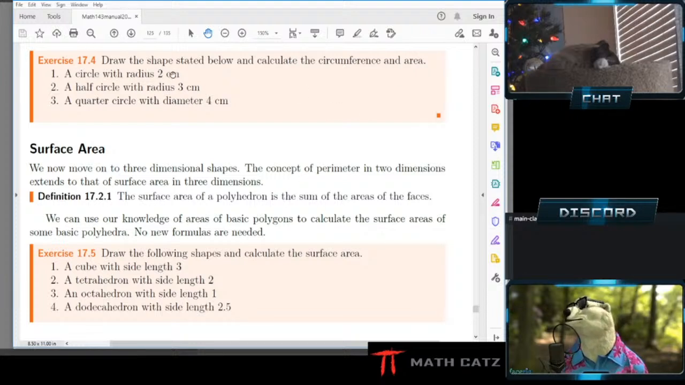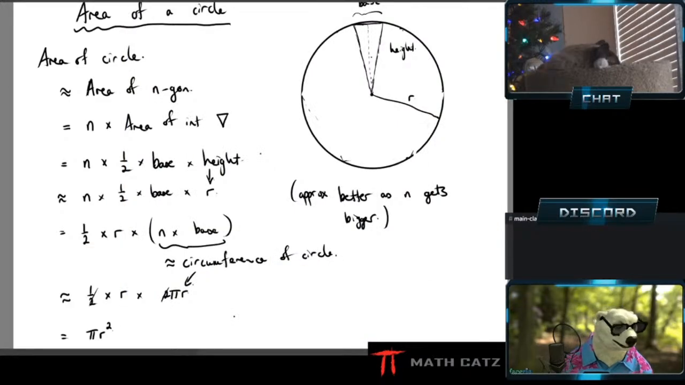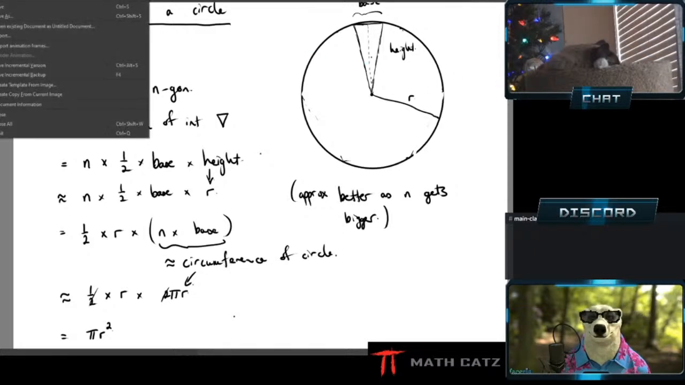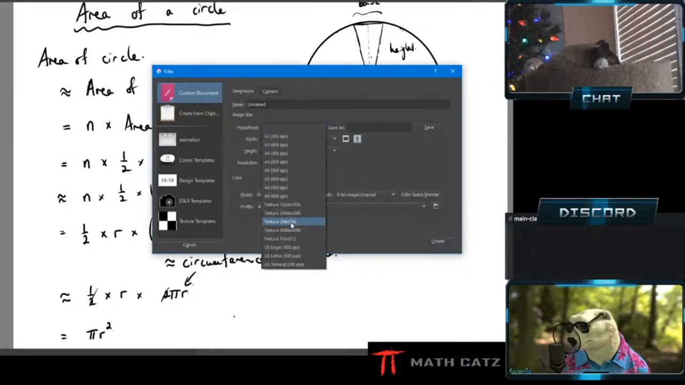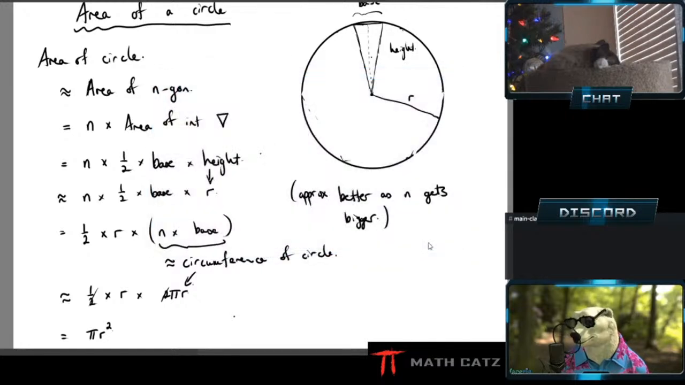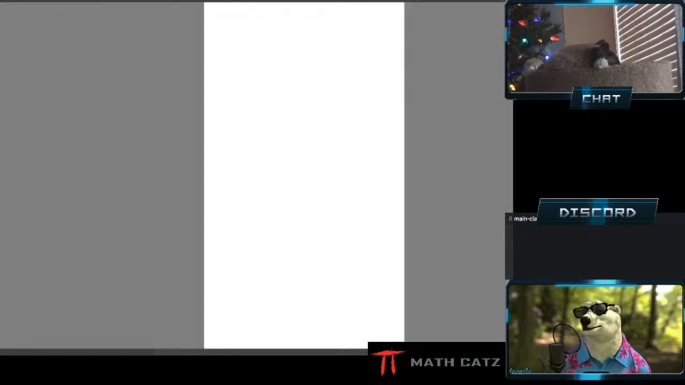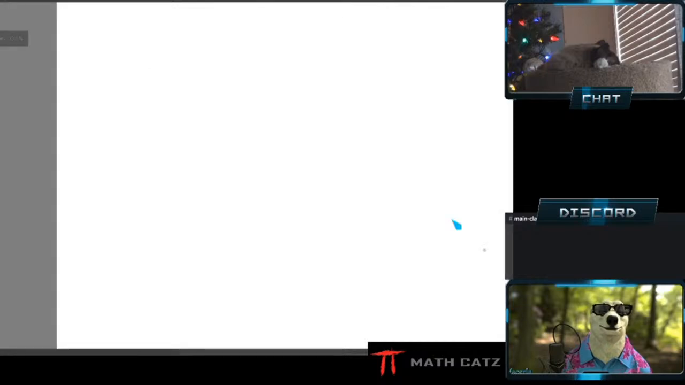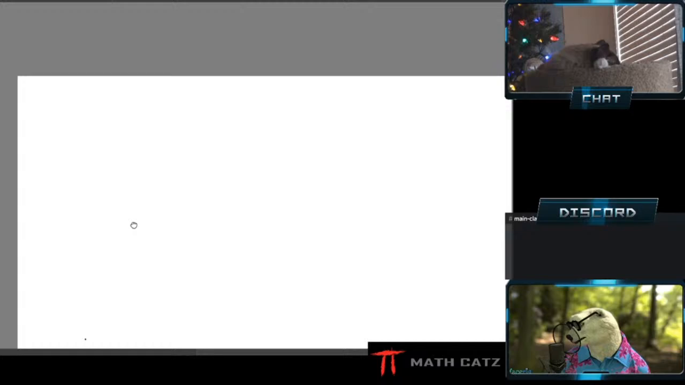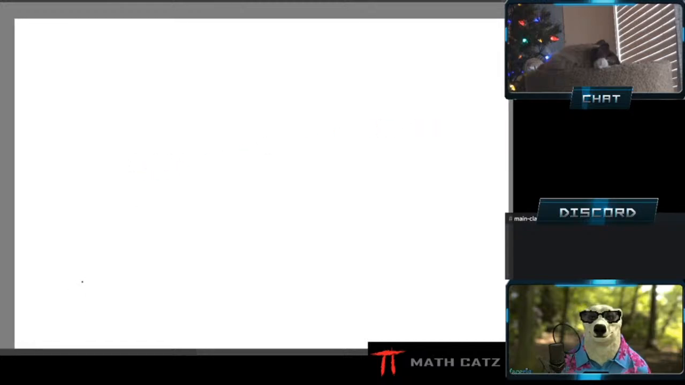So I have a circle with a radius of 2 centimeters, then I have a half circle, then I have a quarter circle. Can't do much more, can we? Let's just run through those to practice the area of a circle, in case you've never seen it before or you forgot. Good either way.